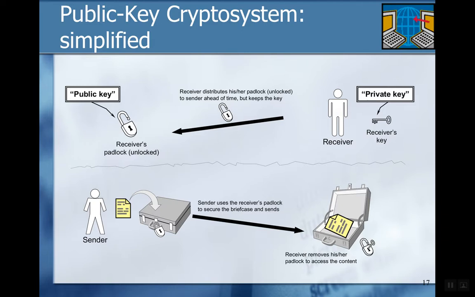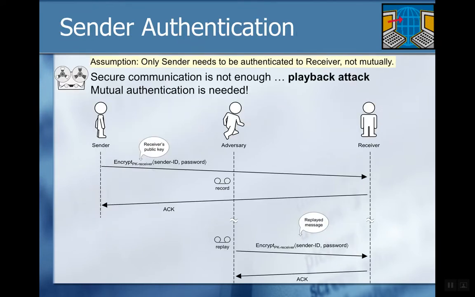Just another diagram related back to that around how a public key and private key work. Basically, you encrypt using one key, decrypt using the other key. And sender authentication. One of the risks you run if you don't do mutual authentication is that you become potentially vulnerable to a playback attack. Basically, information can be captured and replayed, and what happens is the authentication is assumed on the recipient side, so therefore that could be subject to a vulnerability.